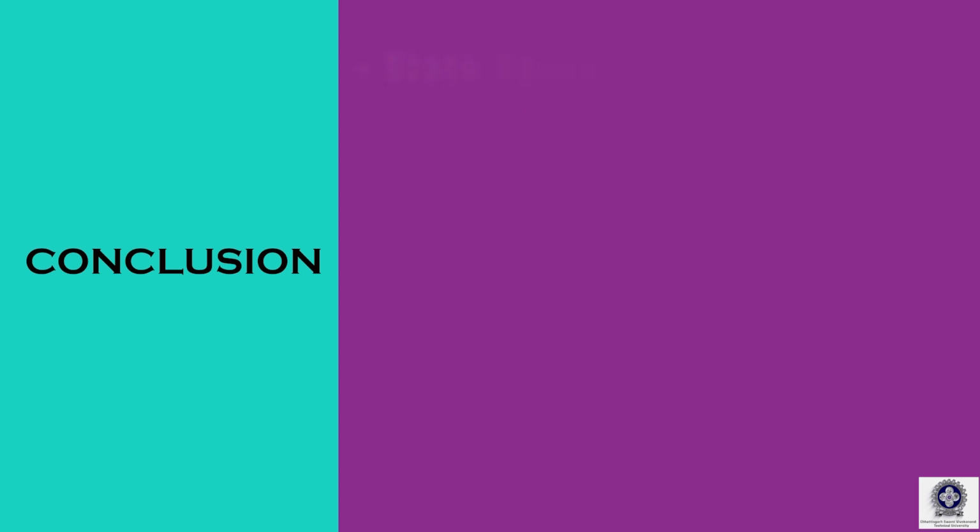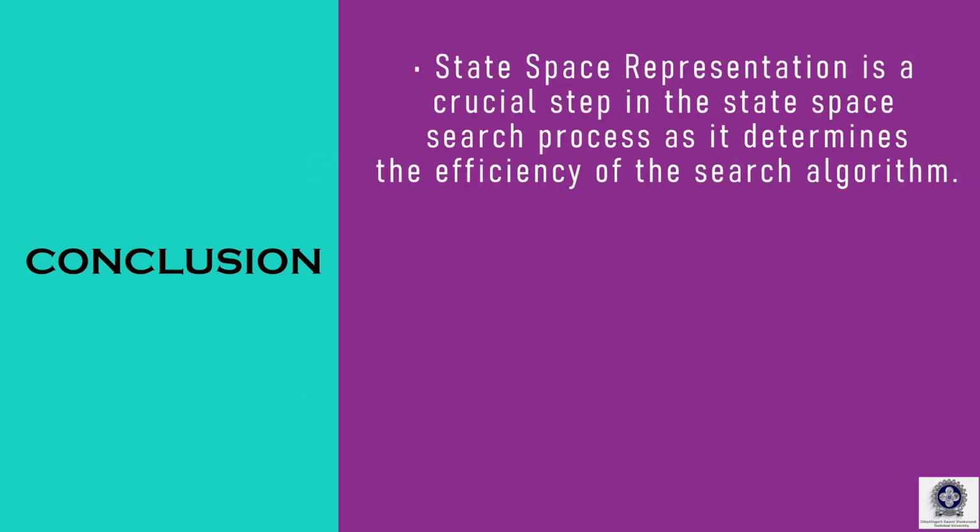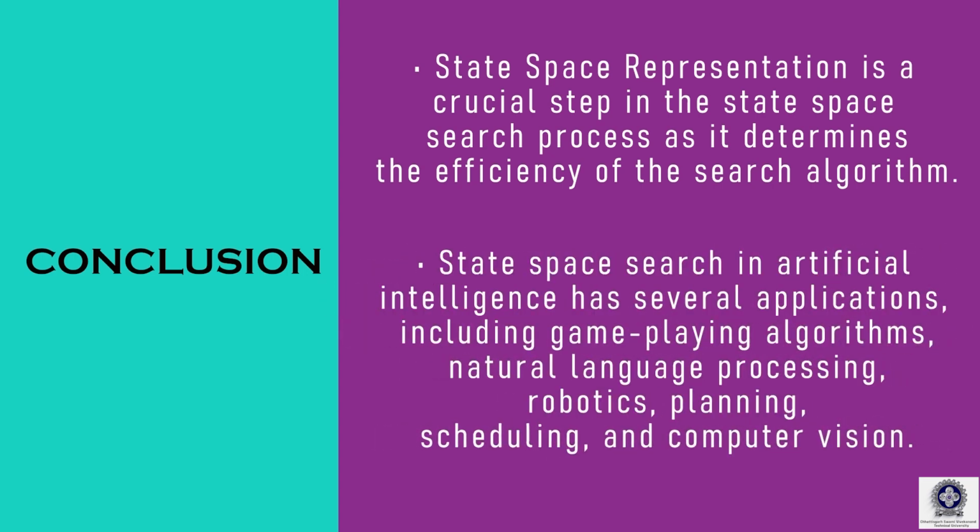State space representation is a crucial step in the state space search process, as it determines the efficiency of the search algorithms. State space search in artificial intelligence has several applications, including game playing algorithms, natural language processing, robotics, planning, scheduling and computer vision.